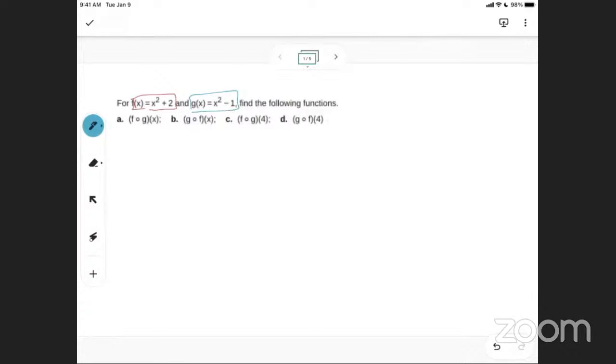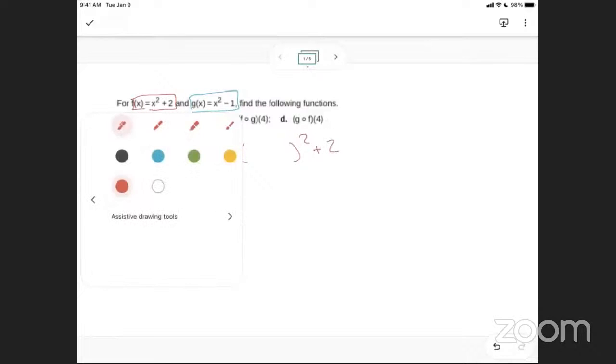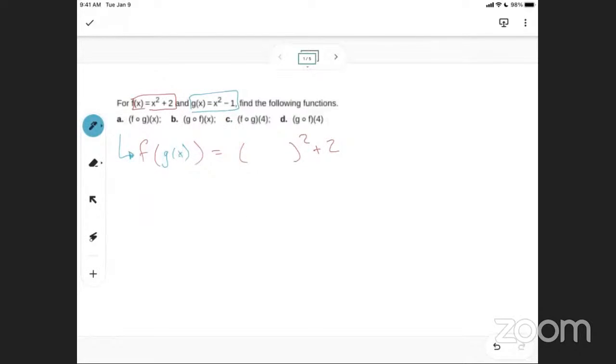Find f of g of x. So f of g of x means I'm taking the red function and I'm plugging the blue function into it. That's f of g of x. So what does that mean? That means I'm starting by writing the red function, but I'm not writing x. I'm leaving that blank, and then I'm plugging in the blue function, which is x squared minus 1, into it, and then I'm simplifying that.